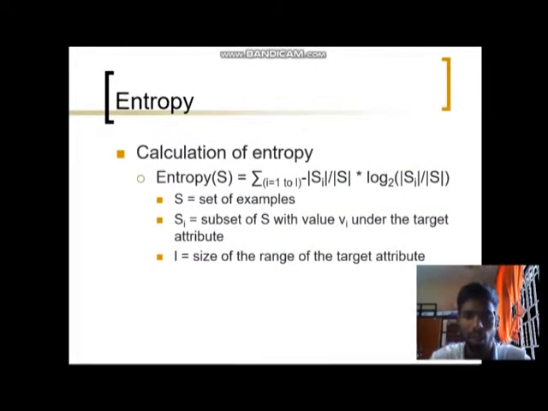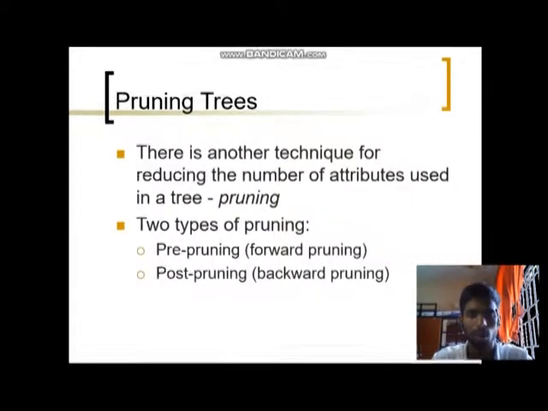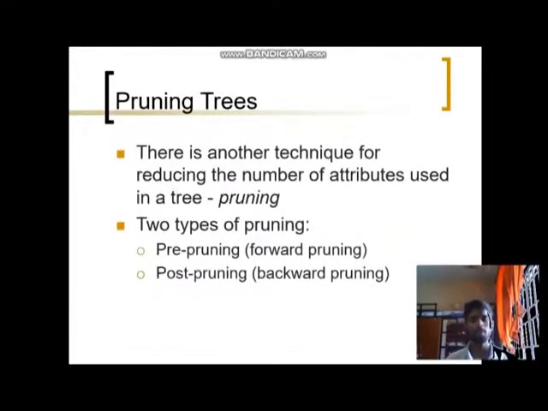Now, for making the decision tree small we need something, right? That is known as pruning trees. This is a technique of reducing the number of attributes in a tree. There are two types of pruning: pre-pruning and post-pruning. Each has its own advantage. In pre-pruning we decide during the building process whether to stop or keep adding attributes. However, this is problematic.